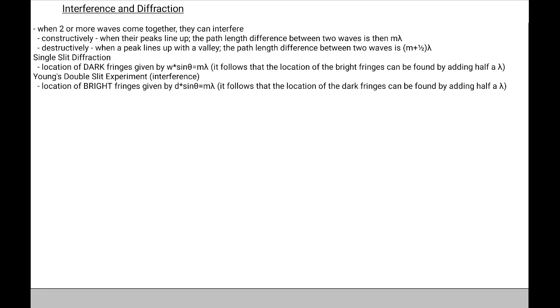So here I'm summarizing this. The location of bright fringes is given by that equation, and it follows that the location of the dark fringes can be found by adding half a wavelength.